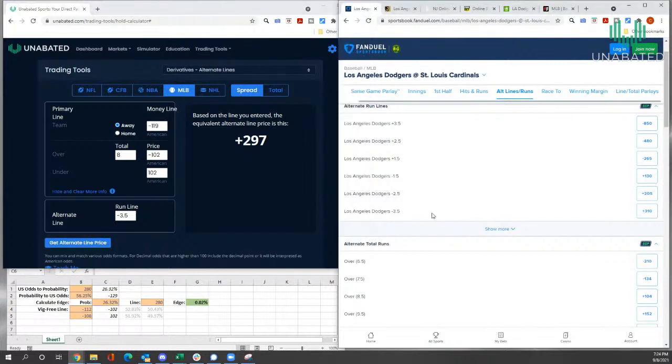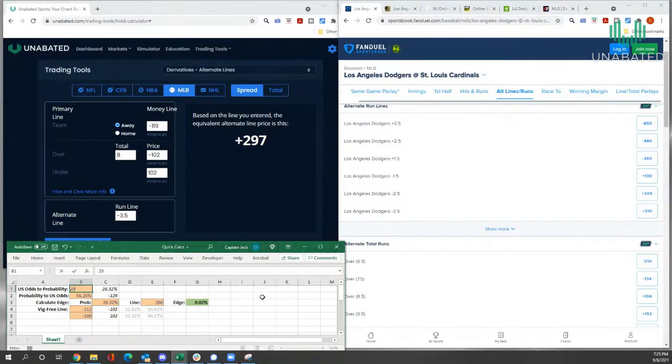Okay. So if you go over here on FanDuel, they are dealing the Dodgers minus 3.5 at plus 310. The Unabated calculator says plus 297 is the vig-free price. So how much of an edge do you have at plus 310 compared to what it should be at 297? Again, I'm going to use the tools down here. First, we need to convert the US odds to probability, and we find that 297 is equal to a 25.19% implied probability. Let's go down to my third line here, which is calculating the edge. We enter the 25.19, we put in the line of 310, and we find that this is a 3.28% edge.